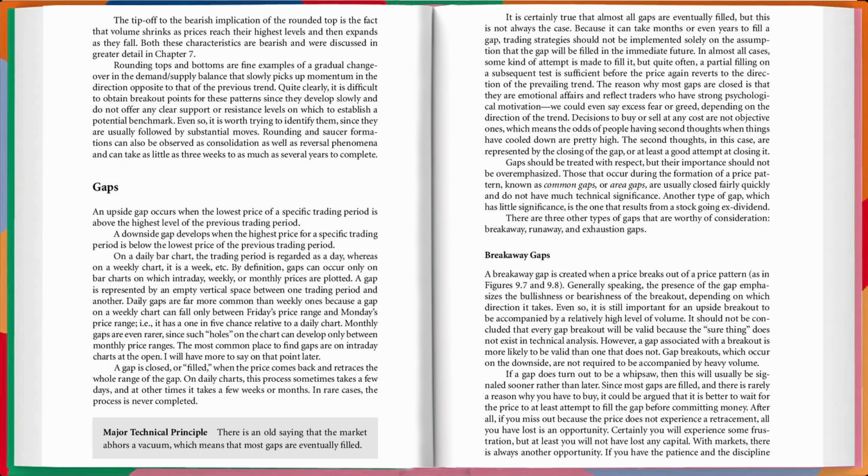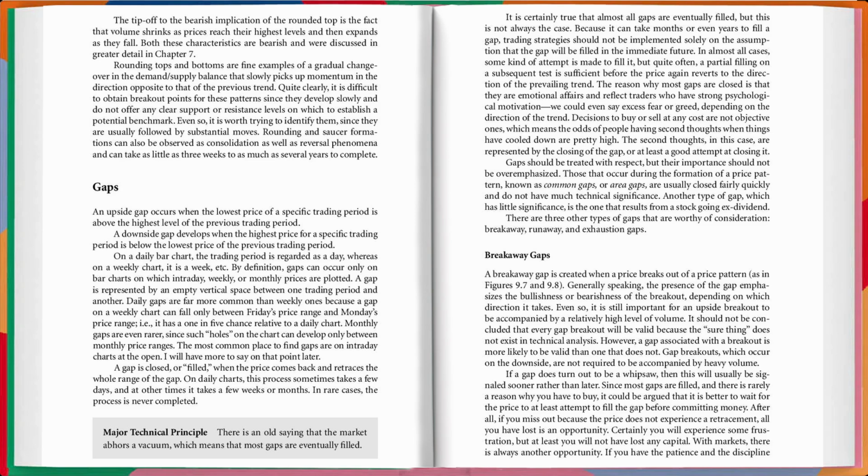Gaps. An upside gap occurs when the lowest price of a specific trading period is above the highest level of the previous trading period. A downside gap develops when the highest price for a specific trading period is below the lowest price of the previous trading period.